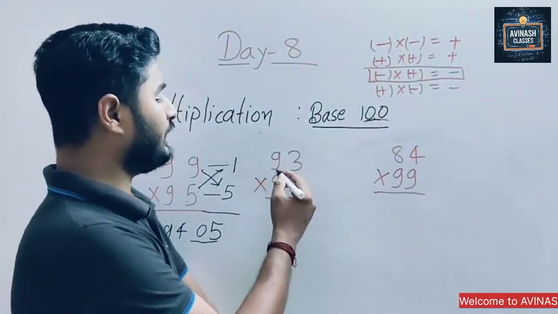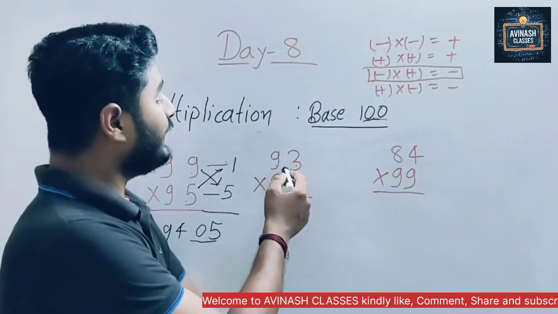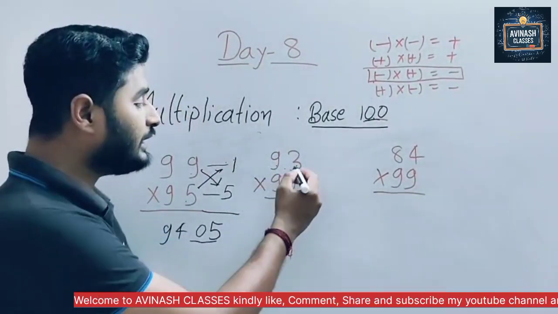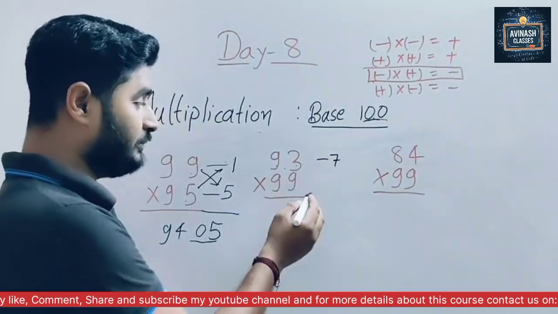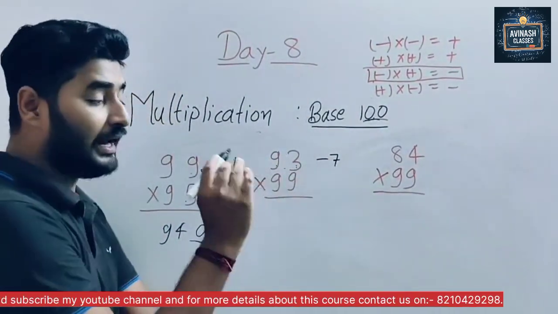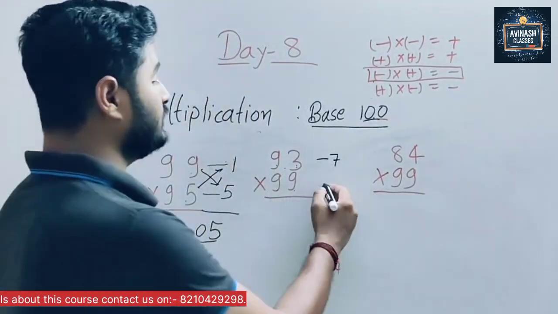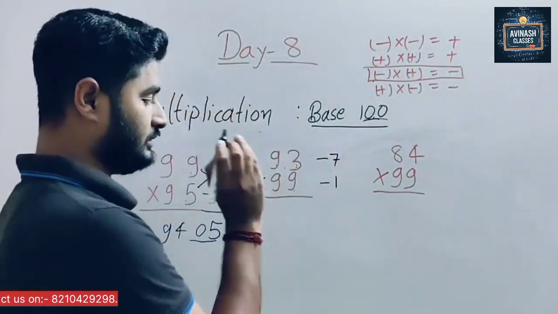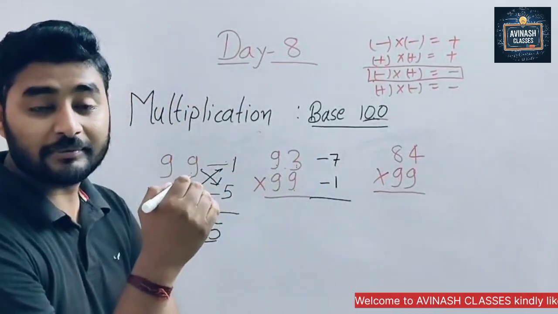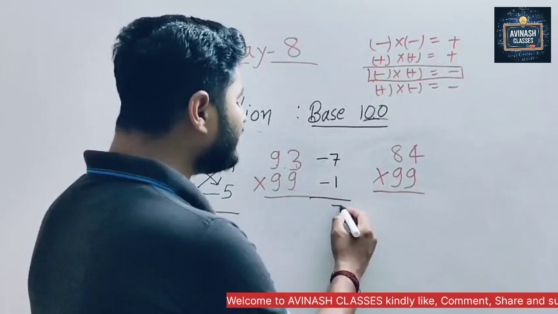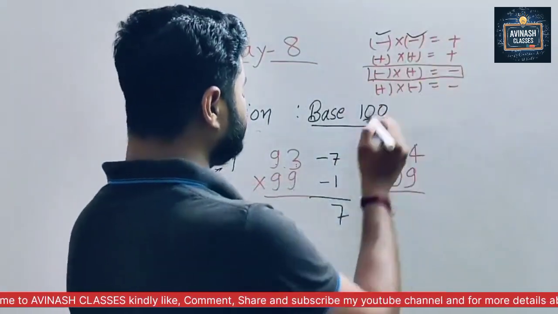Right? Second type, what happens? 93 into 99. So here how many less? Sir, 7. Yeah. So here minus 7, because 93 is 7 less than 100. Now here 99. So this is how many less than 100? 1. So we write here minus 1. Now we have to multiply 7 times 1. So 7 times 1 is what? So 7 only. And negative into negative is positive, we already learned that.